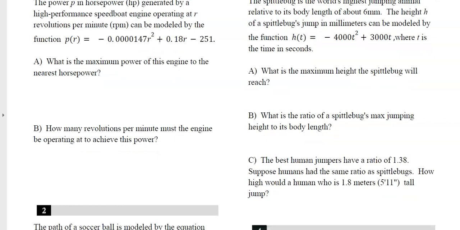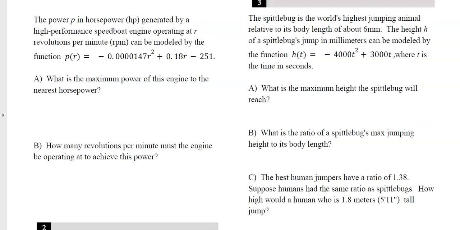So the first one, number 1, says the power P in horsepower generated by a high-performance speedboat operating at R revolutions per minute can be modeled by this equation. So basically what this is saying is you can figure out the horsepower if you input a certain RPM, revolutions per minute. And just by looking at this, it's a quadratic because it has an R squared in it, and it's negative. So I know that this thing is going to have some sort of a curve. Kind of looks like this.